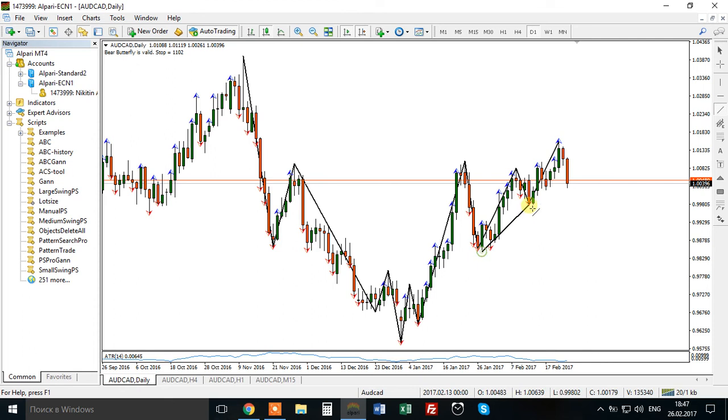Okay, so let me do the further analysis. As I told you, we had that pennant formation. Pennant, yes. We just broke to the downside. Typically, after the breakout, we usually move this way, back to retest that, and then we move to the downside. At least, typically, we do it this way.